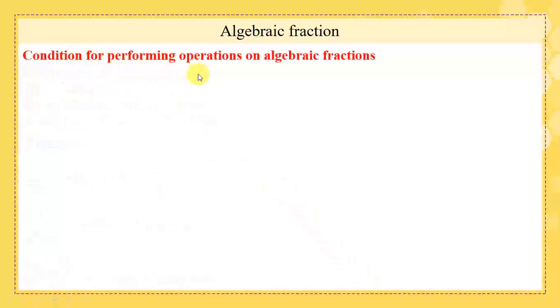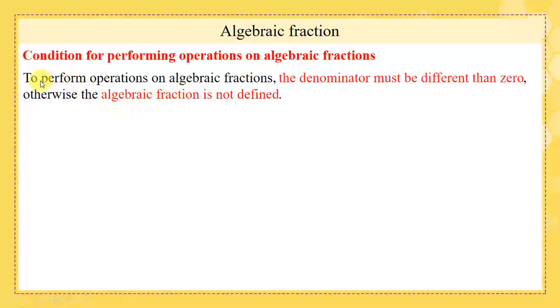Condition for performing operations on algebraic fractions. To perform operations on algebraic fractions, the denominator must be different than 0. Otherwise, the algebraic fraction is not defined. So the first and very important condition you must know when you deal with an algebraic fraction is that the denominator must always be different than 0.